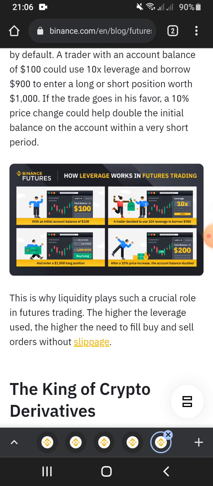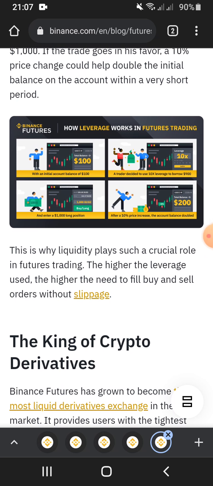In this scenario, you can see a picture representation where a trader with an initial account balance of $100 goes into Binance futures and enters a $1,000 long position. The trader decided to use 10x leverage to borrow $900. After a 10% price increase, the account balance doubled to $200.